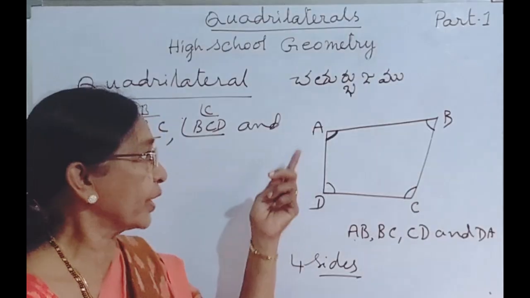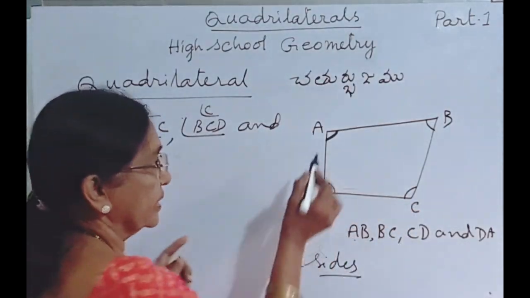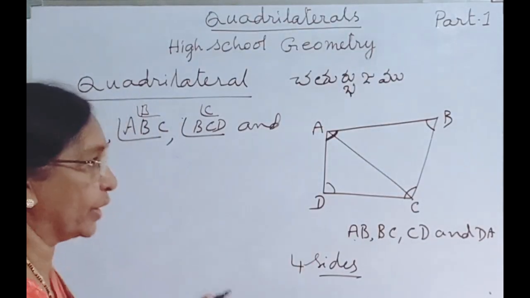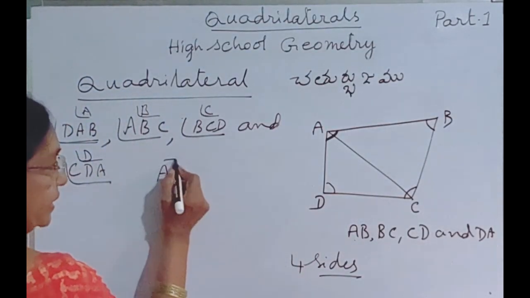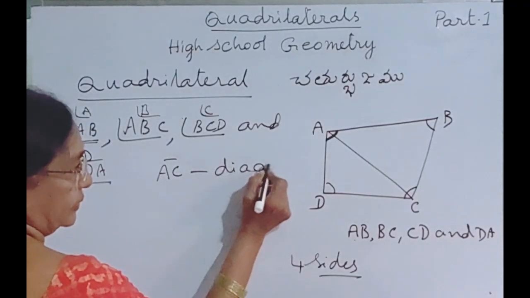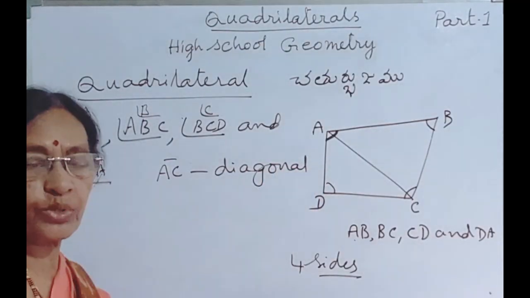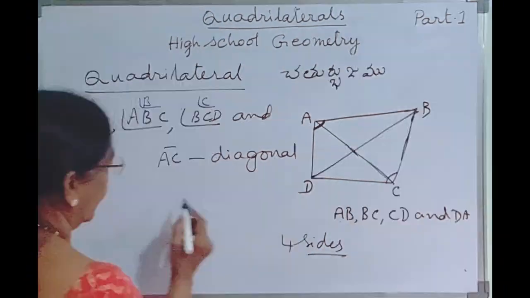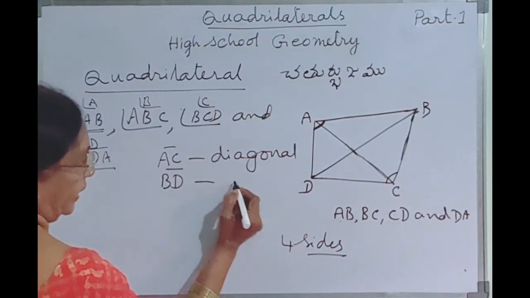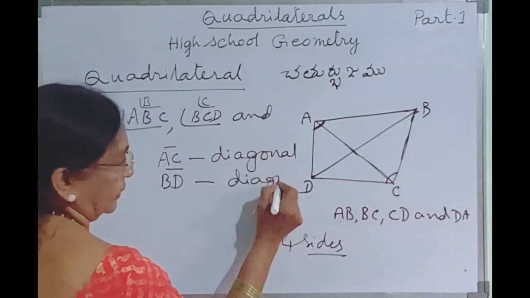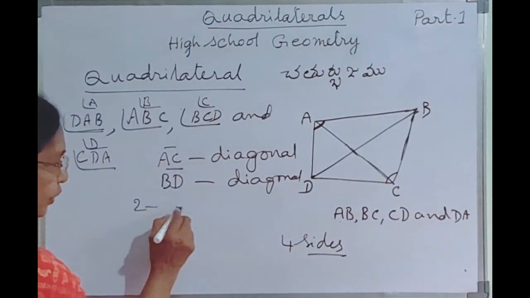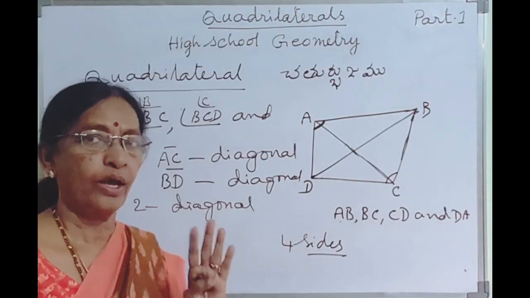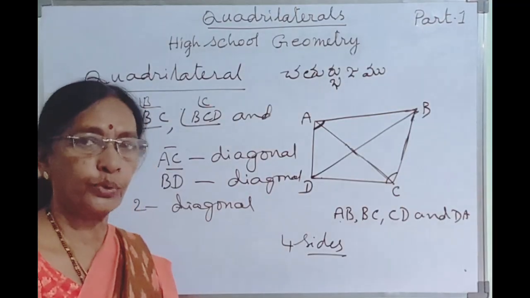The line segments joining the opposite vertices, that is A and C, are opposite to each other, and the line segment joining A and C, that is AC, is called a diagonal. So the line segments joining the opposite vertices. Therefore another, BD is another diagonal. So altogether there are 2 diagonals. So for a quadrilateral there are 4 sides, 4 angles and 2 diagonals.